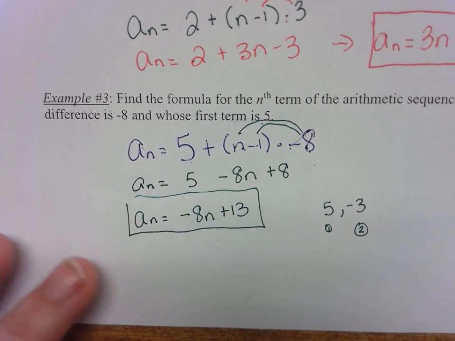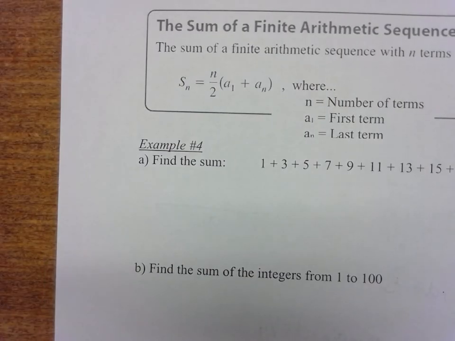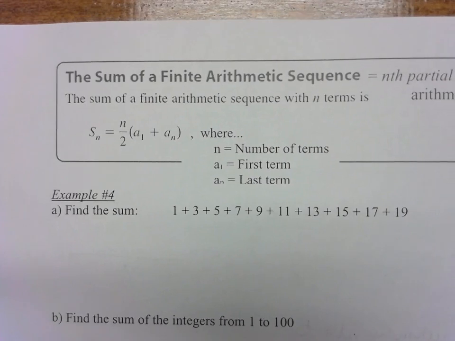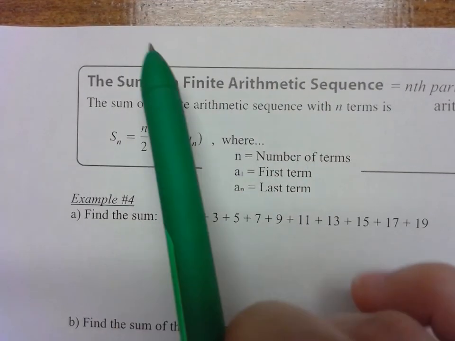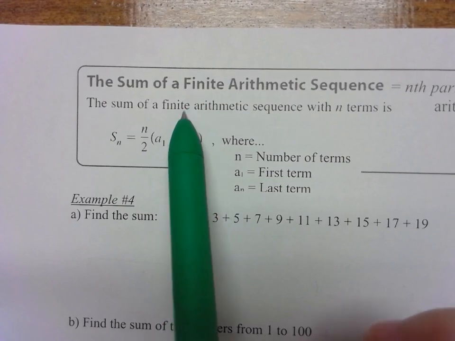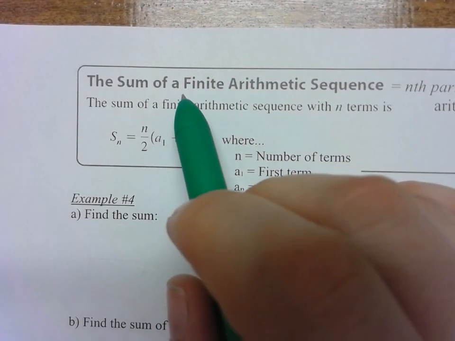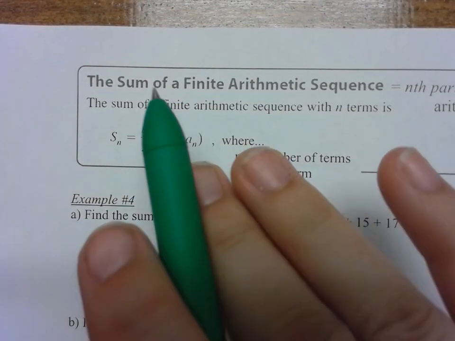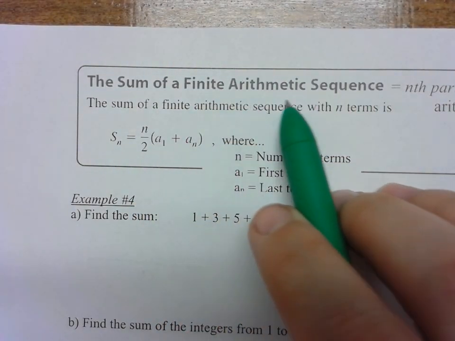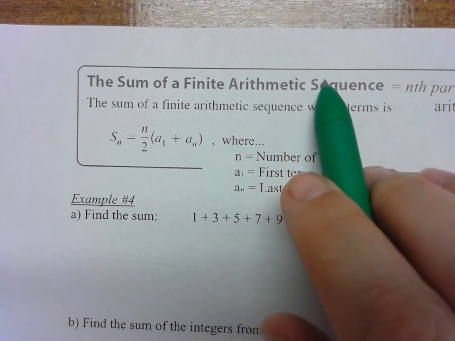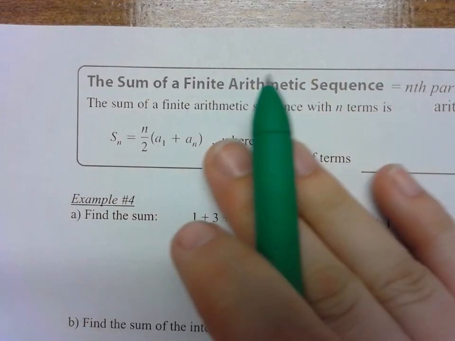All right, flip it over. We would like to find the sum of a finite arithmetic sequence. Let's break that down for just a second. Infinite means it goes on forever. Finite means it ends. Okay, there's only going to be a set number of terms. Arithmetic sequence is a list of numbers where each term goes up or down by a common difference.